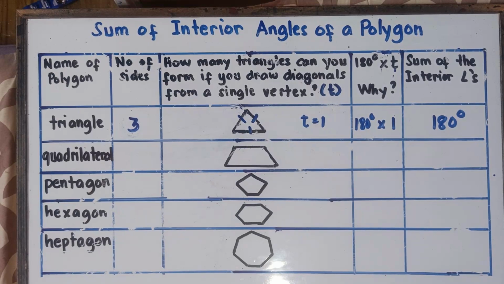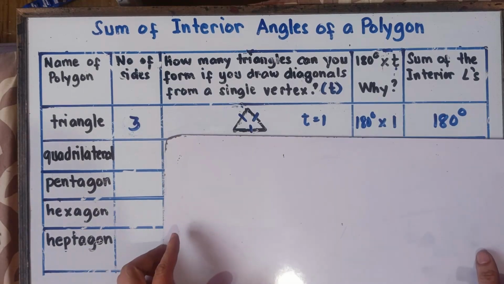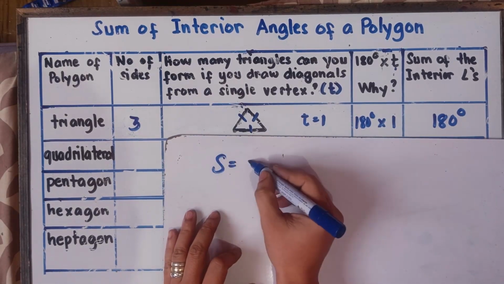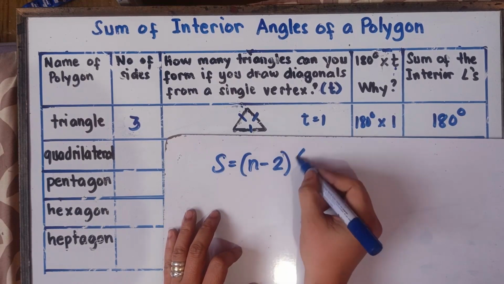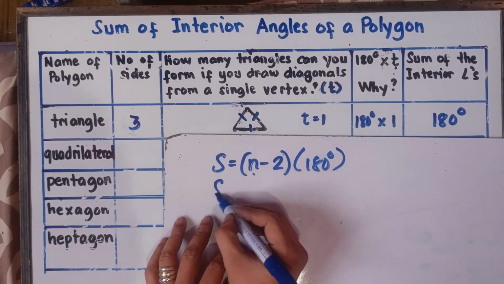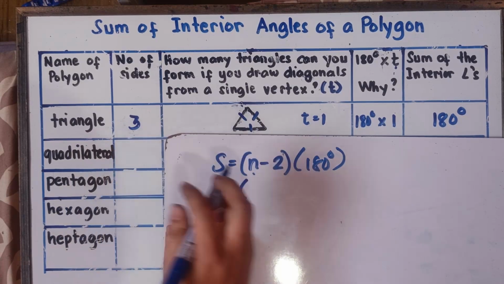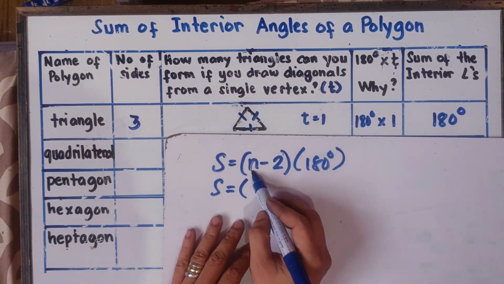Alright, so let's try this one. Quadrilateral. Once again, class, you can always find the sum using this formula: S is equal to n minus 2 times 180 degrees. So n represents the number of sides, and S is the sum. For a triangle, the number of sides would be 3.